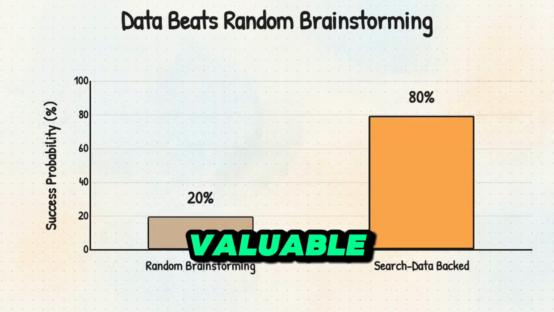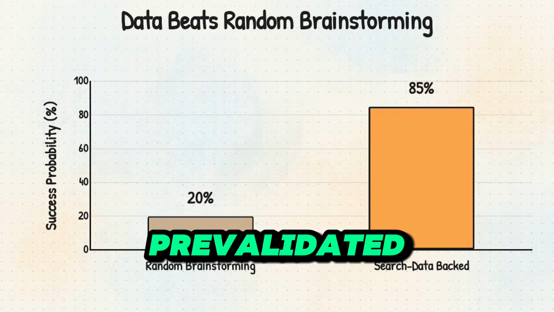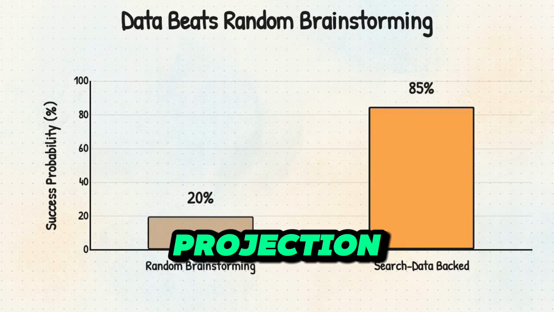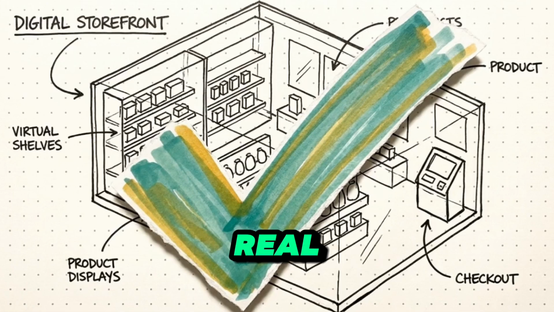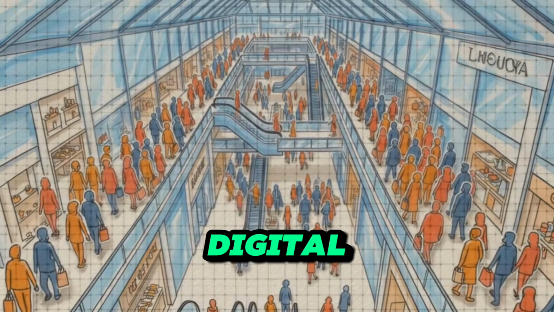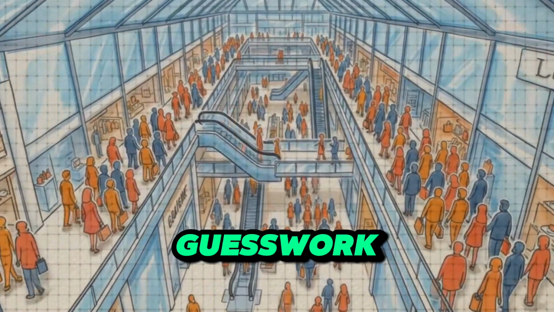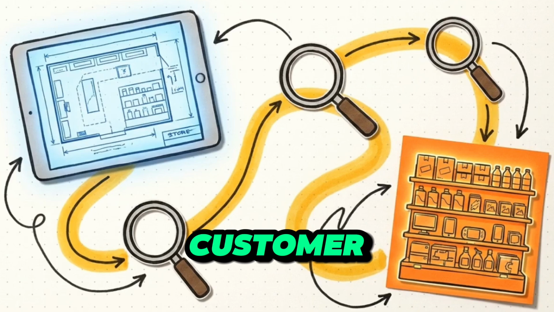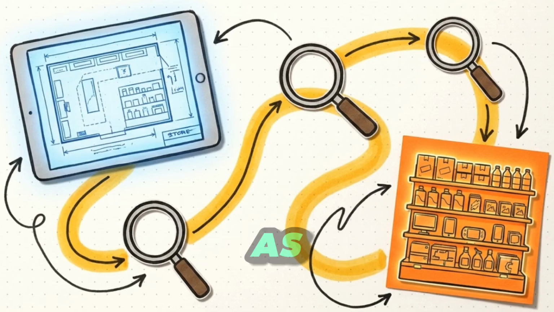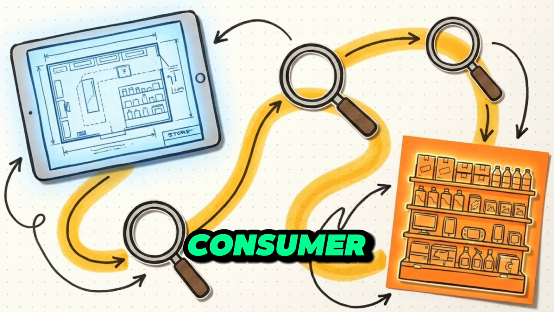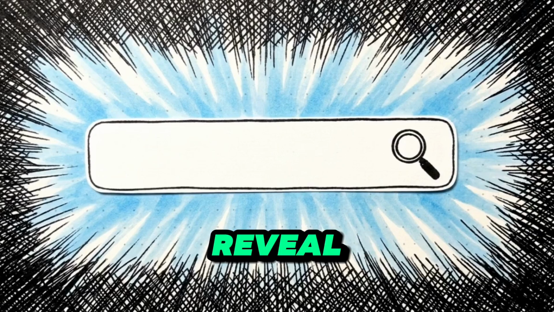This data is valuable because the market is pre-validated. The demand isn't a theoretical projection. It is generated by real visitors who are already inside your digital storefront. Identifying these search patterns replaces inventory guesswork with a roadmap based on existing customer demand. The search bar functions as a psychological confession booth for consumer desire. It is where shoppers reveal exactly what they are willing to pay for.